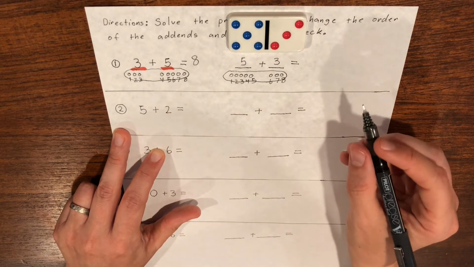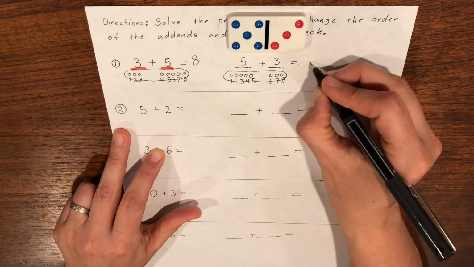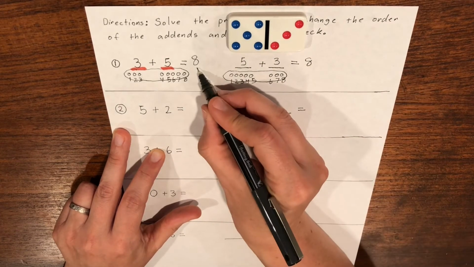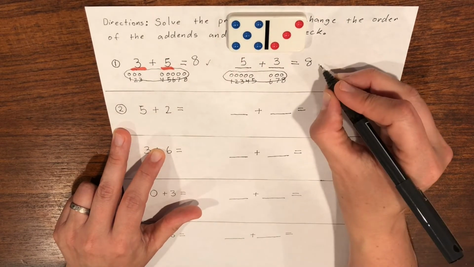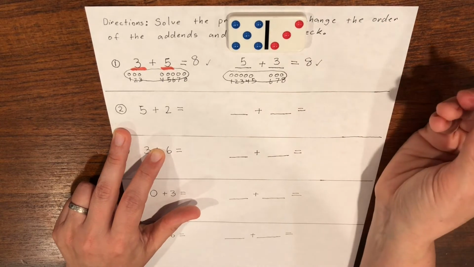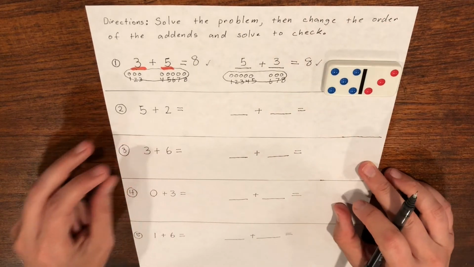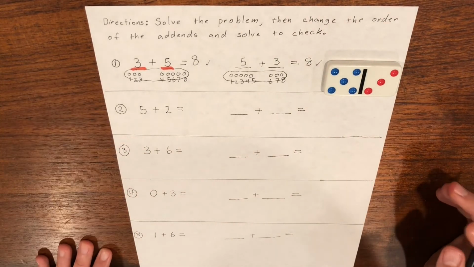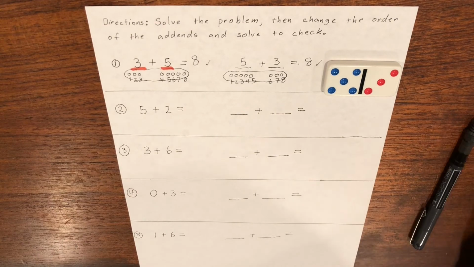All right, my friends. What's the sum of 5 plus 3? It is 8. I've got 3 plus 5 equals 8. 5 plus 3 equals 8. We are correct. All right, my friends, pause the video, solve the next problems on your own, and then hit play, and let's see if we agree.